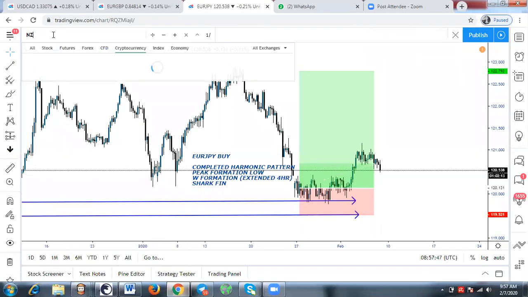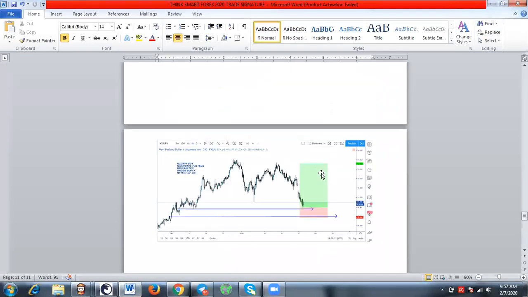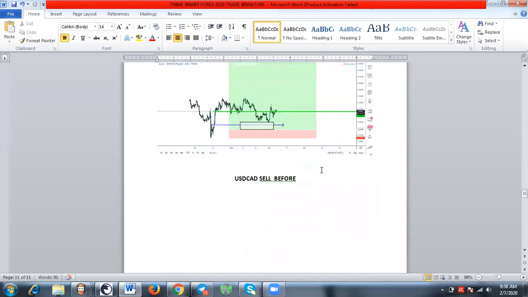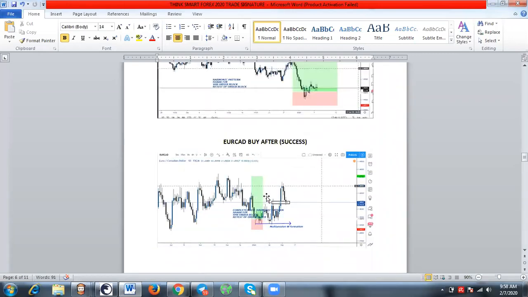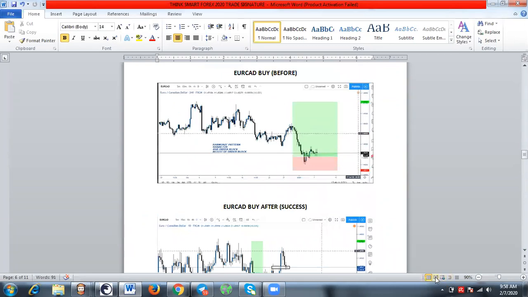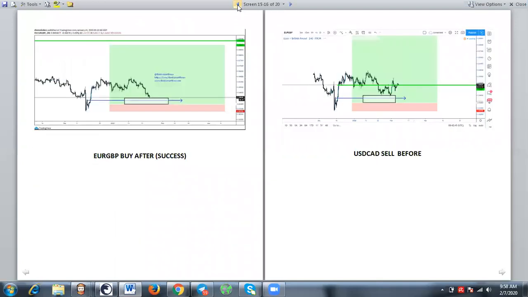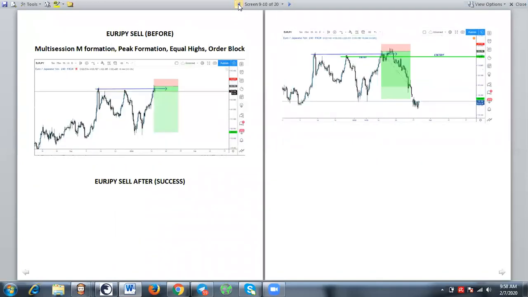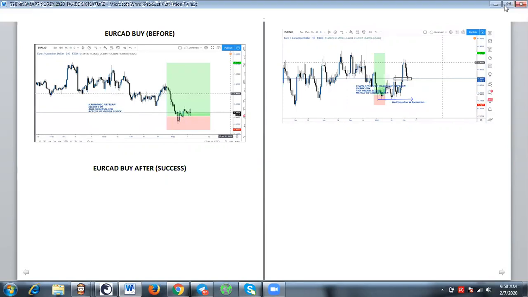Now, these are all harmonic patterns, either fresh patterns. Sometimes we also use completed patterns, because when the pattern is complete, we are looking for a trade in the next direction. For example, this particular Euro CAD was a completed pattern. Let's go back to Euro CAD buy. Now you can see this was a completed harmonic pattern. We took a buy on this particular one.